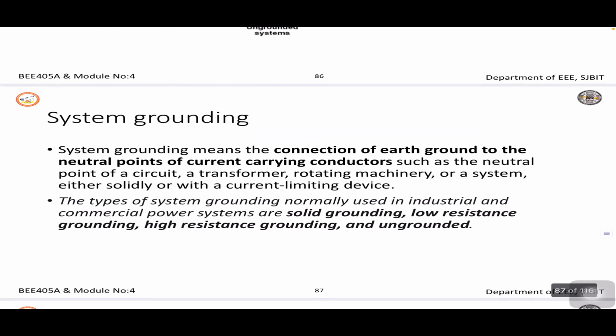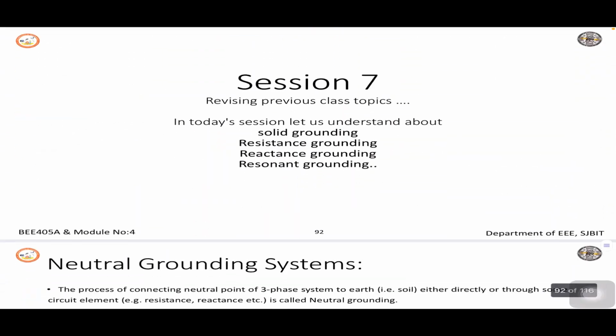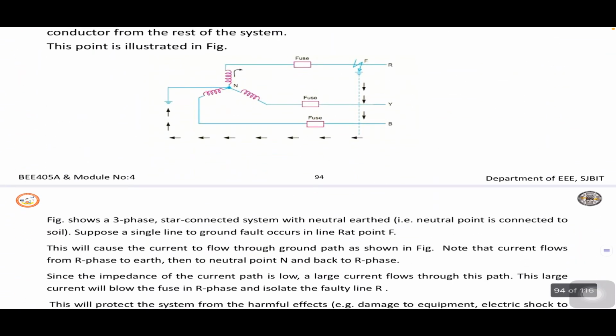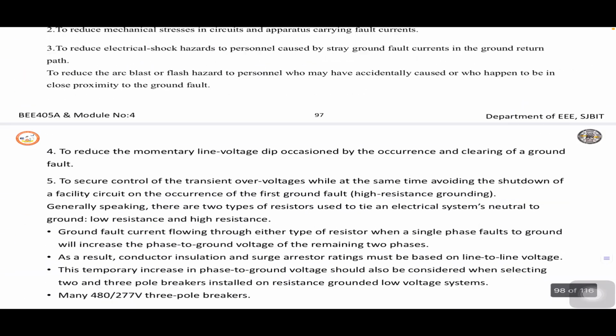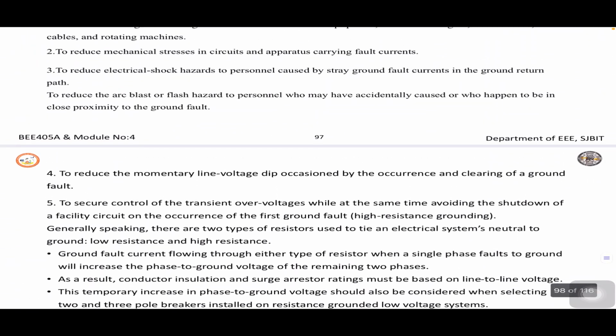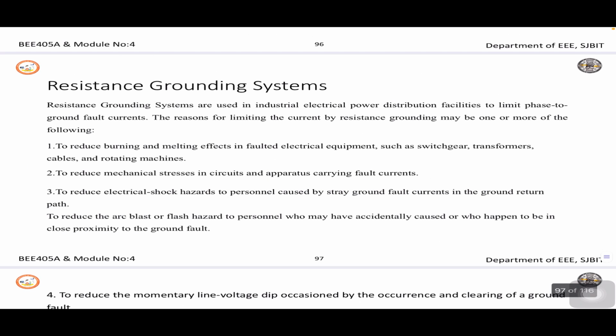Now when it comes to types of grounding, let us understand the different types of grounding here. In the first one, let us understand solid grounding. When we observe a star connection with three phases R, Y, B, in a star connection there is a neutral point and the same neutral point is grounded.